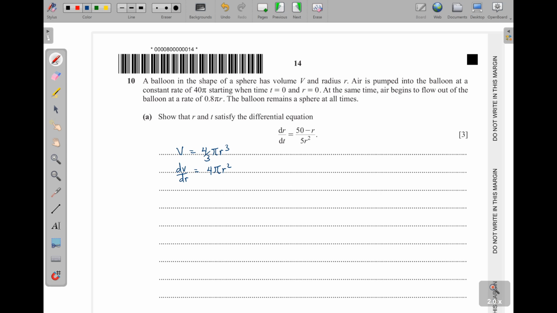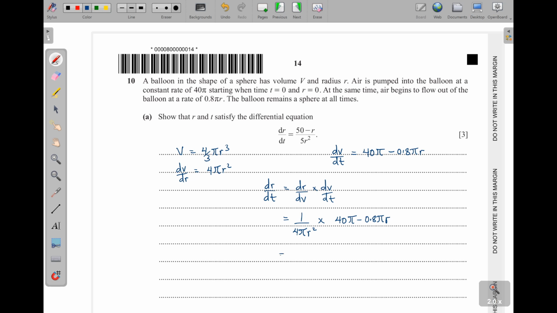So this therefore means that our dV/dt, the rate of increase in the volume, is going to be 40 pi, then we subtract 0.8 pi r. So our dr/dt, using the chain rule, dr/dt is going to be equal to dr/dV times dV/dt, such that dV can cancel with this one, okay? So dr/dV is just 1 over dV/dr, so it will be 1 over 4 pi r squared, and then our dV/dt is 40 pi minus 0.8 pi r, okay?